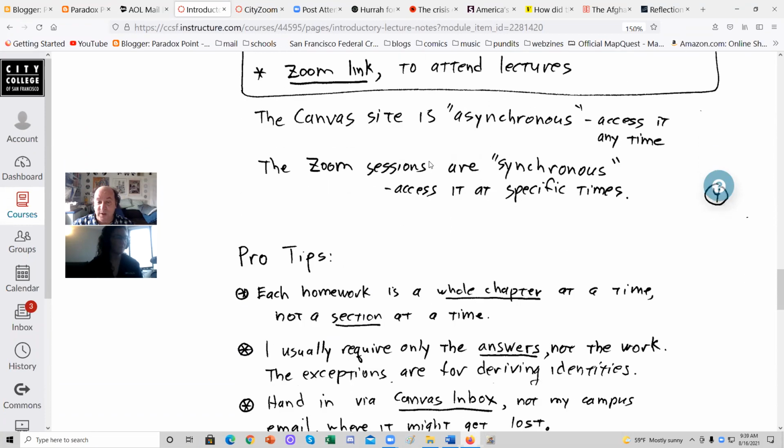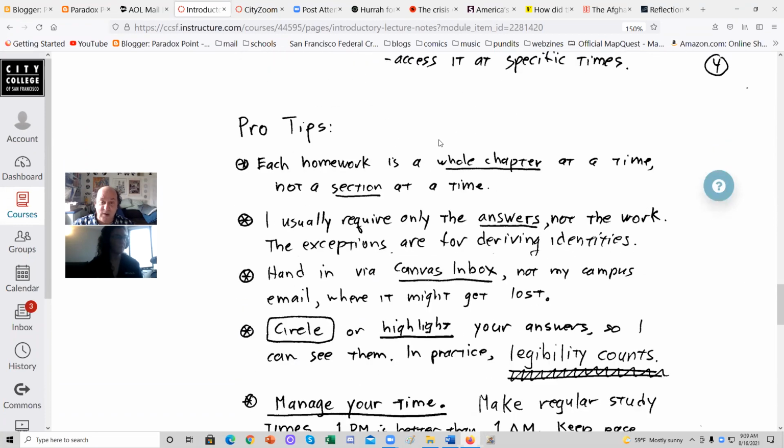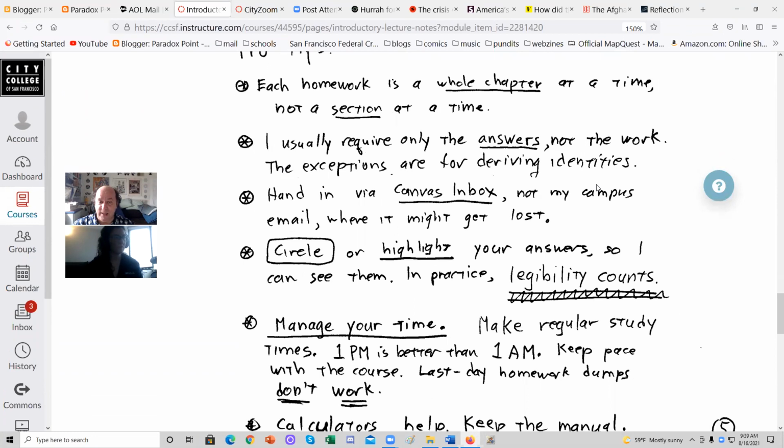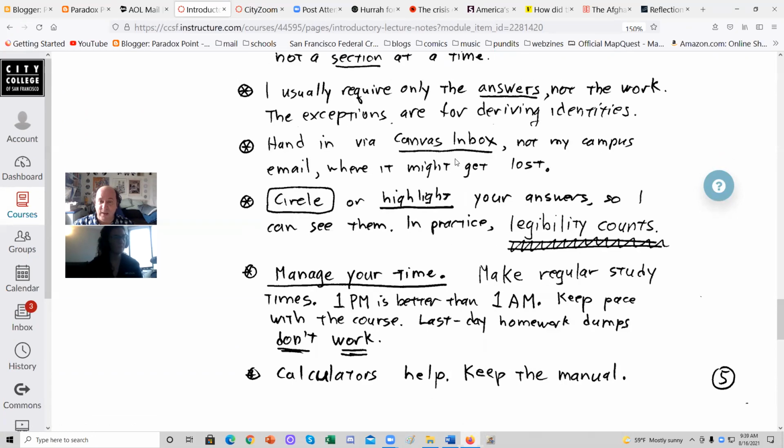I do have some pro tips. Please hand in each homework a chapter at a time, not one section at a time. I usually require the answers, not the work, except for deriving identities. Hand in via the Canvas inbox, not my Canvas email, because in my Canvas email there's generally a whole lot of administrative stuff coming in and it might get lost, whereas the inbox has no chance of that. In your homework, circle your answers or highlight them so I can see them.